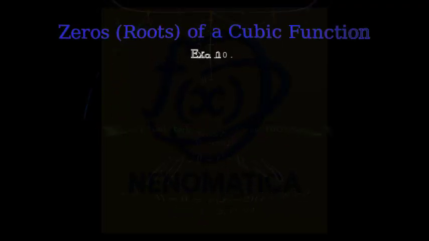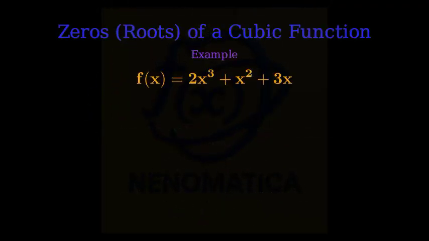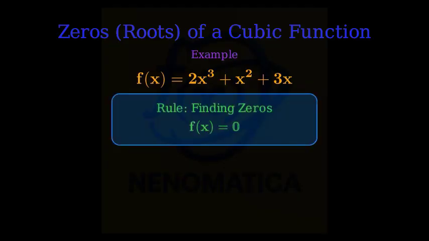In this example, we will find the real zeros, also called the roots of the function f of x equals 2x cubed plus x squared plus 3x. First, we will lay out the problem clearly, then follow a simple three-step algorithm. Step 1. Set the function equal to 0. This is how we start finding roots. We write f of x equals 0, which means 2x cubed plus x squared plus 3x equals 0.